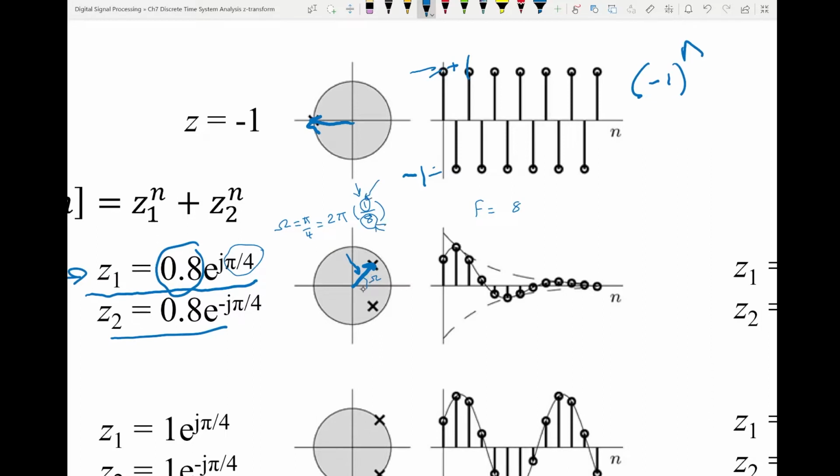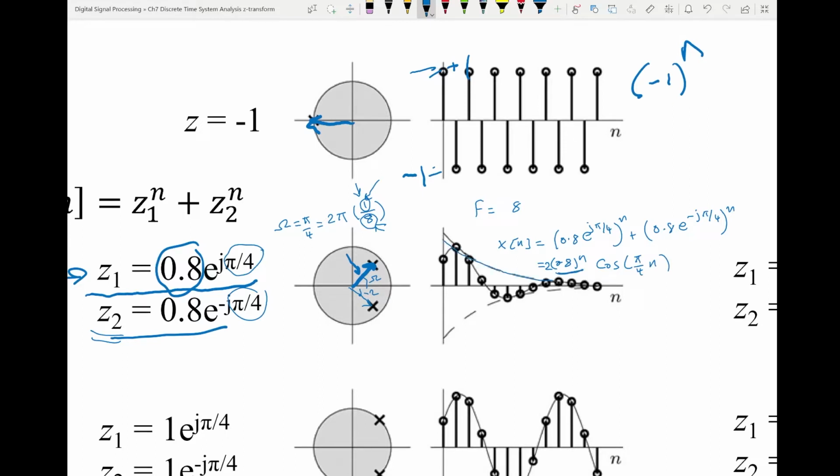Now, if you have a complex z1, then you will need to have its conjugate for x of n to be a real signal, which is this one. And this will be minus omega, minus pi over 4. So this signal then will be x of n equal 0.8^n e^(j pi n/4) plus 0.8^n e^(-j pi n/4). And I can do some algebraic and complex manipulation, and this will be 0.8^n times 2 cosine pi over 4 n. So 0.8 to the power of n, that will determine the decay rate.